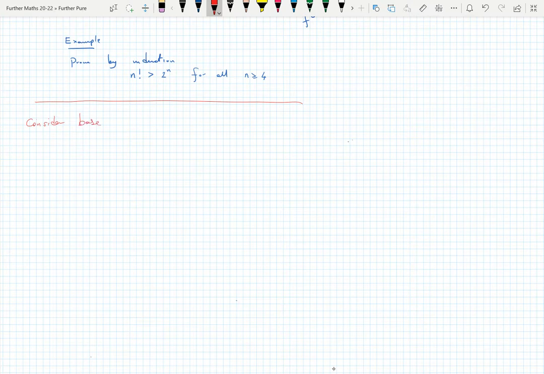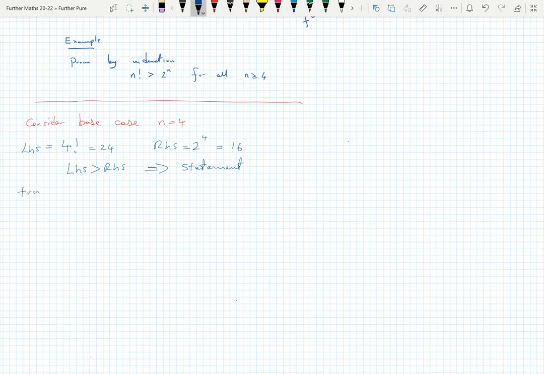Base case when n equals 4. Well, 4 factorial, which is the left-hand side, 4 factorial equals 24. The right-hand side, 2 to the power of 4 is equal to 16. And because obviously 24 is greater than 16, we can say the left-hand side is greater than the right-hand side. So therefore, the statement is true when n equals 4.